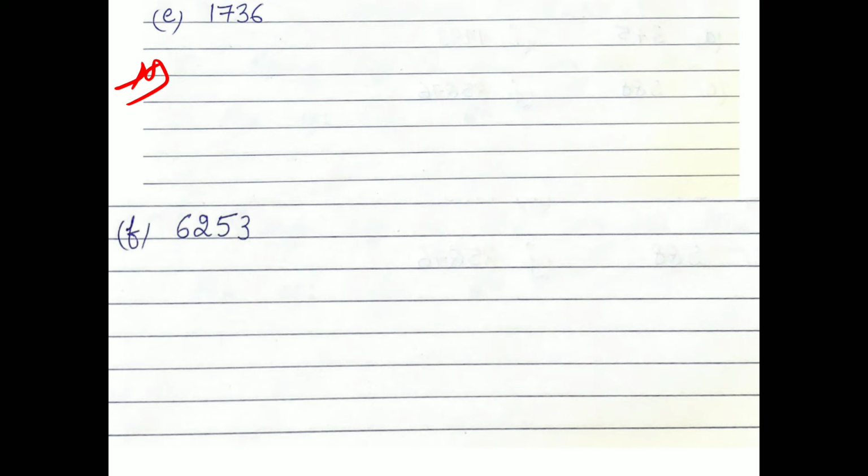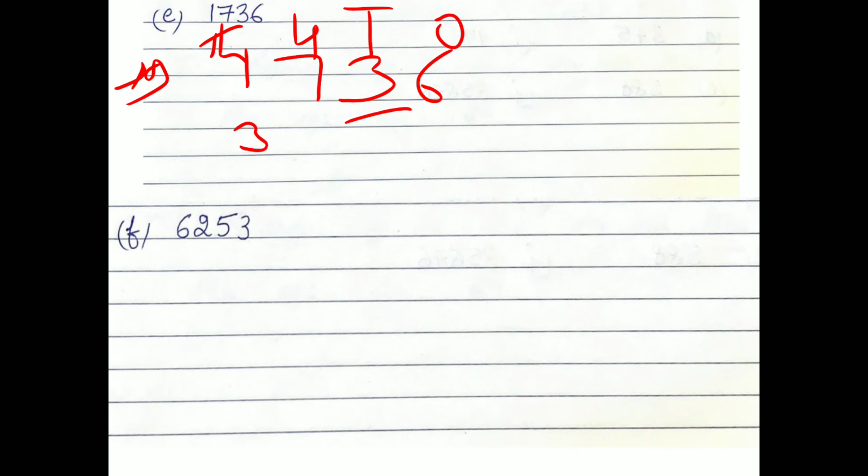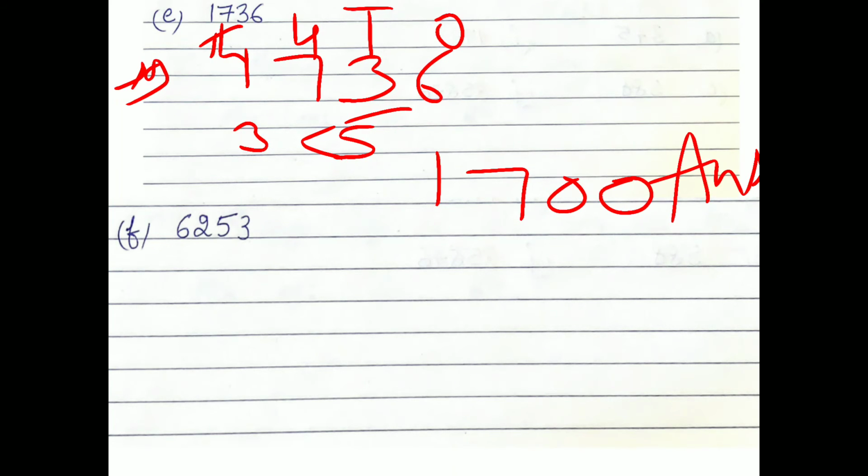Now we do E part. E part is 1, 7, 3, 6. Write down ones, tens, hundreds and thousands. Clear? Compare the tens place with 5. Is your digit bigger than 5? No. Will you add any number on the hundreds place? No. It will come as it is. And the underlined digit becomes 0, 0. Clear? This is the answer.